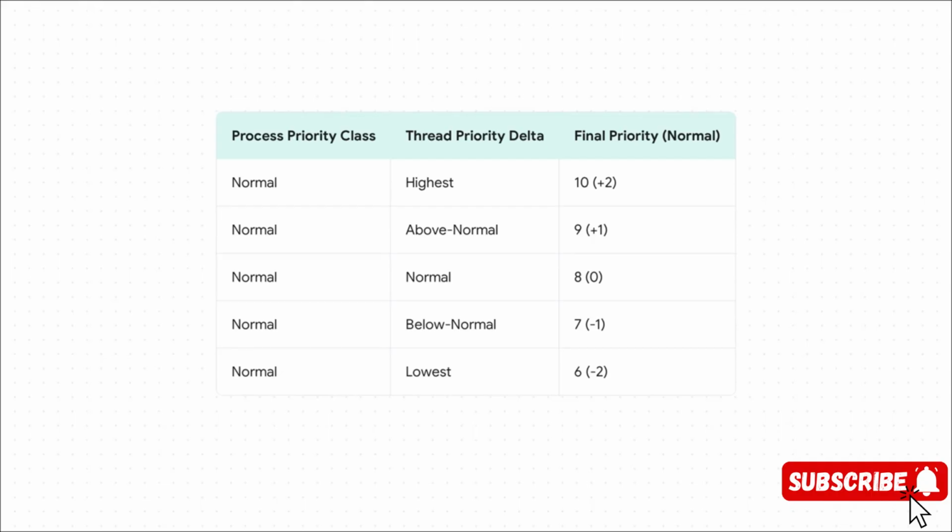Okay, let's make this real. So a typical app you run has a normal process priority, which is a base value of 8. Now, if a thread inside that app is set to above normal, it gets a little +1 boost, bringing its final priority to 9. A below normal thread gets a -1, so its priority is 7. This whole system gives Windows really fine-grained control over what gets to go first.